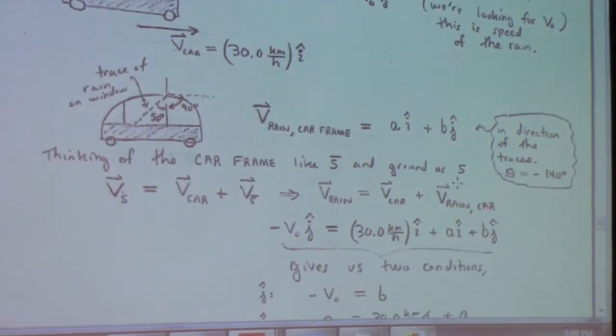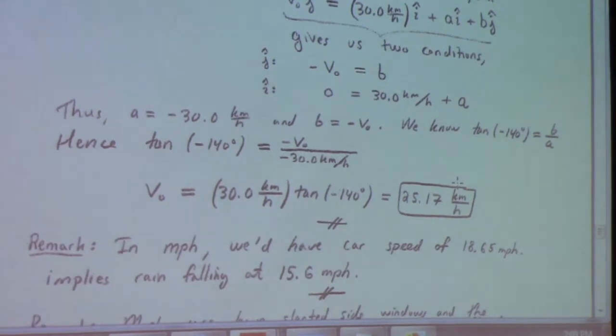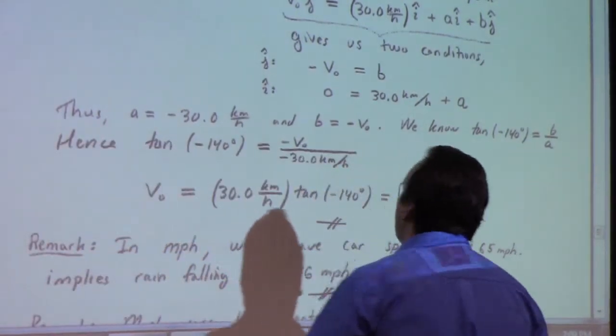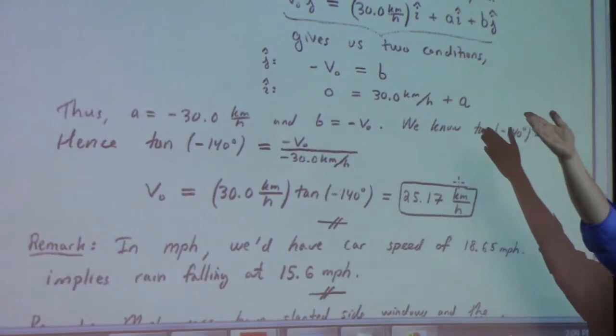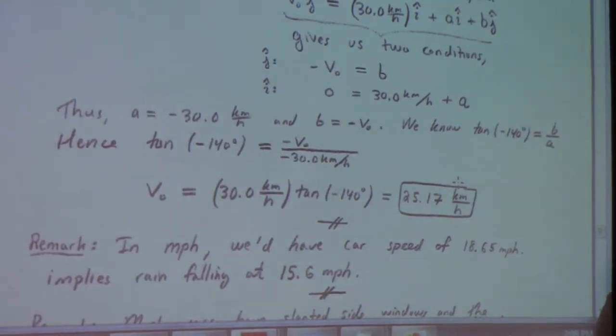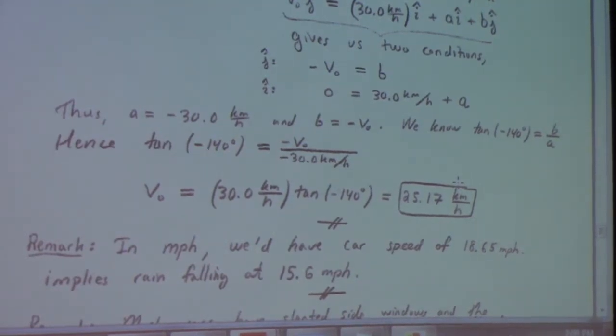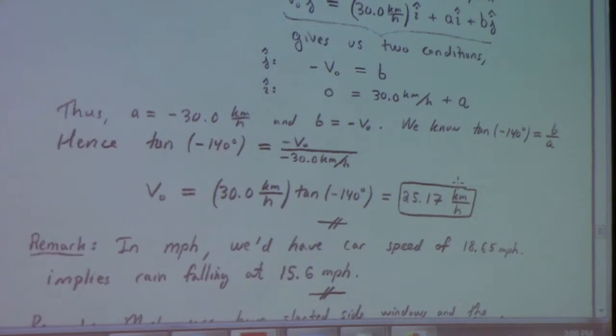Okay, so getting to the point. What we have here is the velocity of the rain with respect to the ground, which we're given as falling straight down. So it's minus v naught j hat. Right? And we're ignoring acceleration of the rain, by the way.